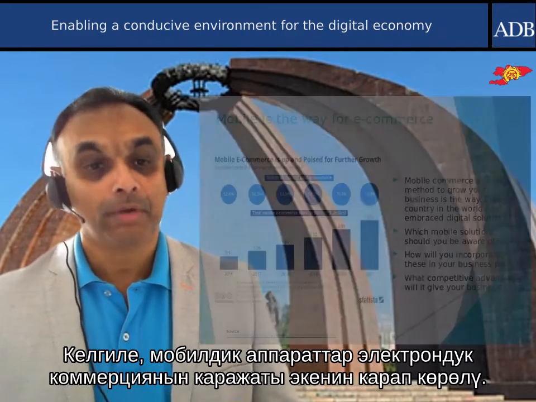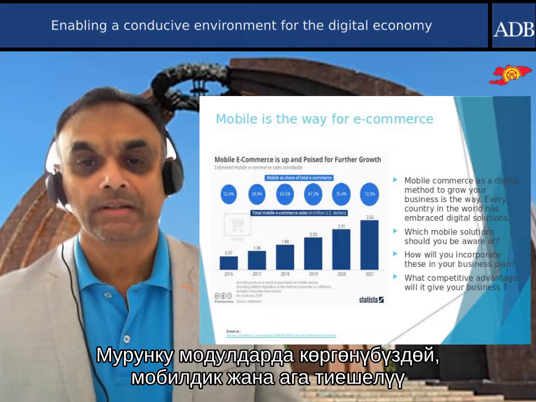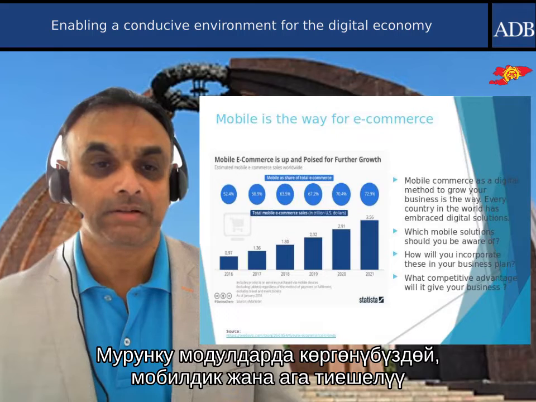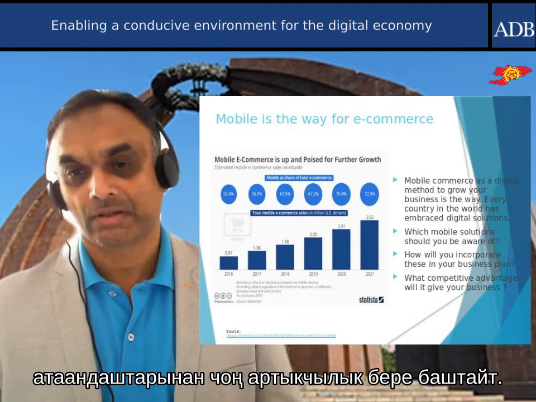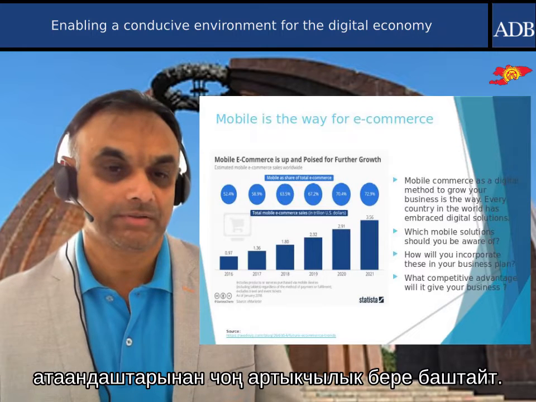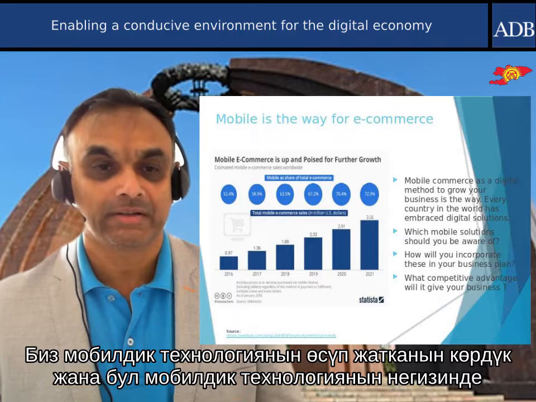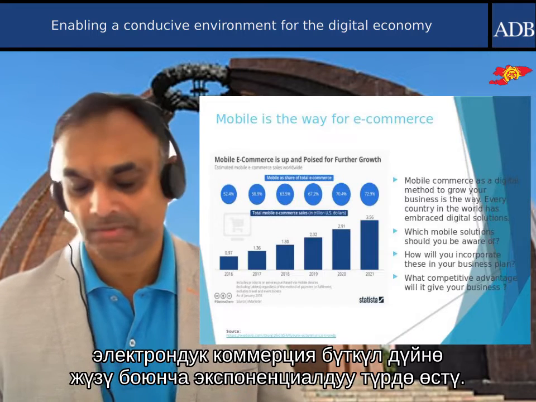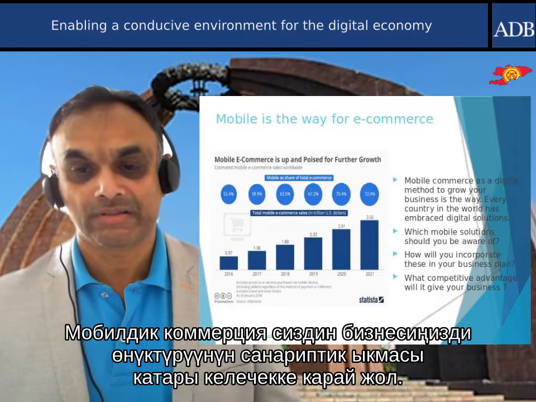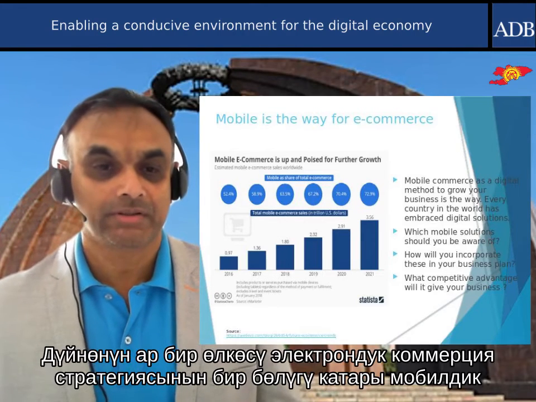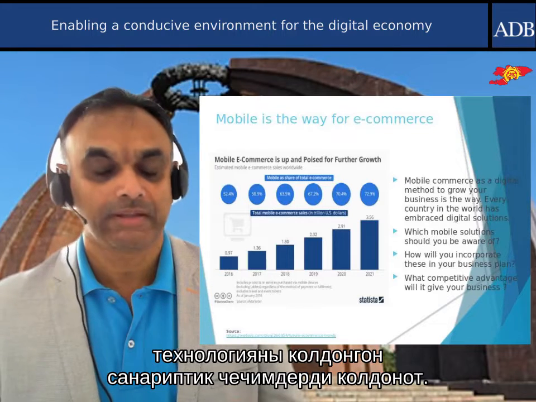Let's take a look at mobile as a medium for e-commerce. As we have seen in previous modules, the growth of mobile and related technologies will start to give not only countries, but organizations a massive advantage over the competition. We have seen how mobile technology has grown, and the e-commerce provided on these mobile technologies has grown exponentially across the world. Mobile commerce as a digital method to grow your business is the way of the future, and every country in the world has embraced digital solutions that have mobile technologies as part of their e-commerce strategy.